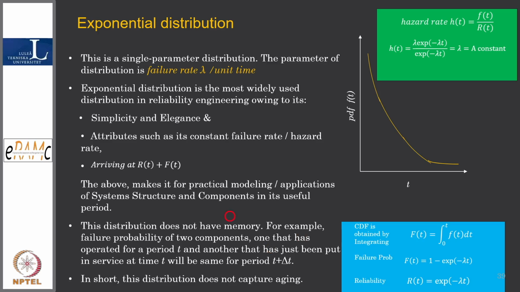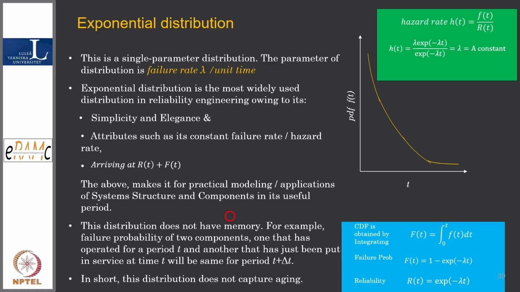Okay. Then this distribution does not have memory, because, for example, the failure probability of 2 components, one that has operated for a period of time t, and another that has just been put into service, will be the same over the period t plus delta t. From that instant onwards, we will have that value in consideration. So, it does not have a memory. In short, the distribution does not capture aging.